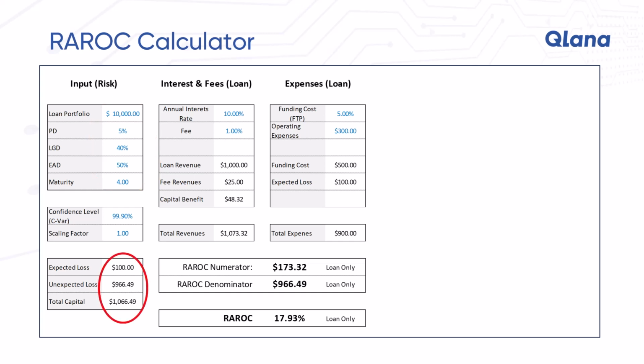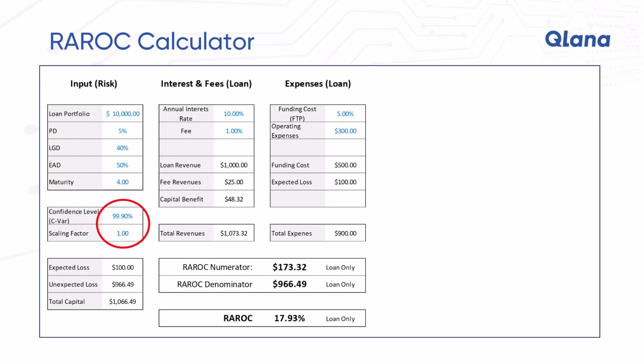Our loan requires a total amount of equity capital of $1,066.49, of which $100 is a reserve in the form of the expected loss, and $966.49 is the unexpected loss. Another word for the unexpected loss is also the economic capital.